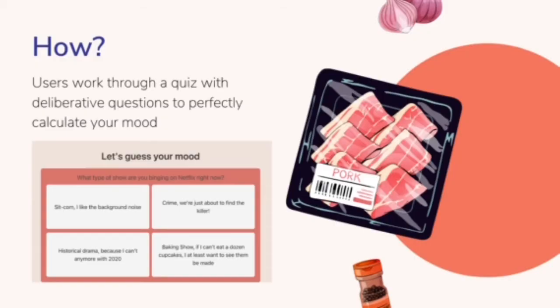In order to determine your mood, the Meal a Day app has a carefully crafted list of questions to present to you via a quiz. The quiz consists of 8 questions that range from anything from what color are you feeling like right now to some more comical choices such as what type of show are you binging on Netflix right now. Using these questions, the Meal a Day app is able to calculate your mood.